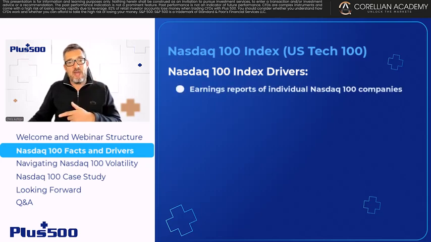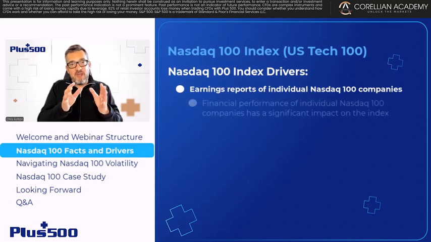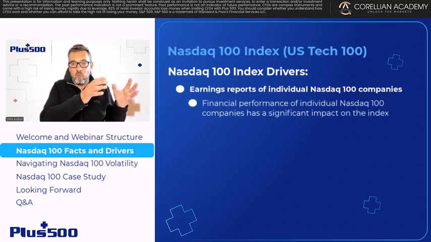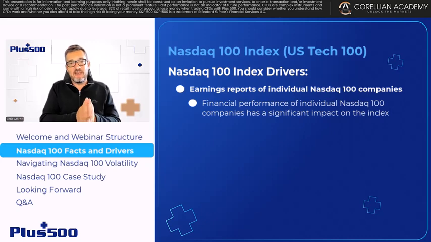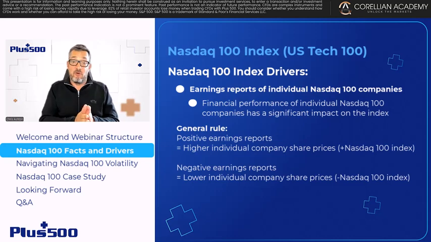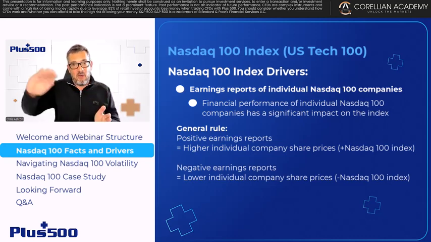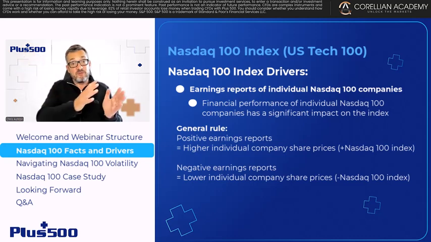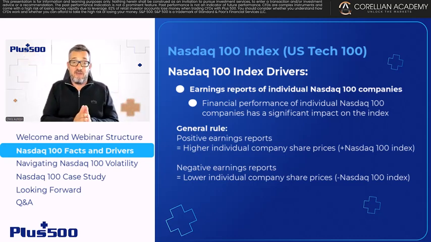Now, the final category to consider are the earnings reports of individual companies within the Nasdaq 100. The financial performance of companies within the Nasdaq 100 has a significant impact on its movement. Usually, positive earnings surprises, which are results that exceed market expectations, can boost the stock prices of those individual companies, thereby pushing the index higher, while disappointing earnings can have the opposite effect.